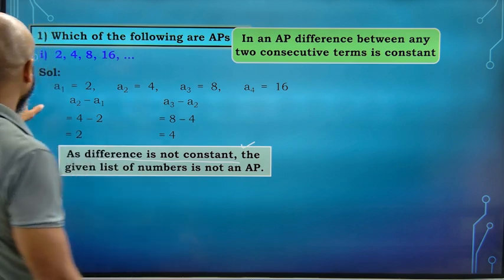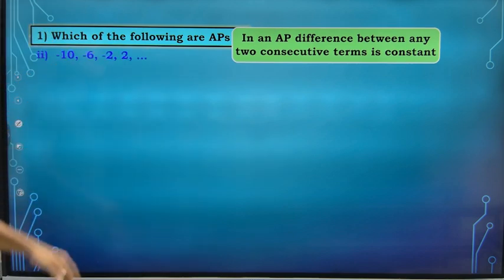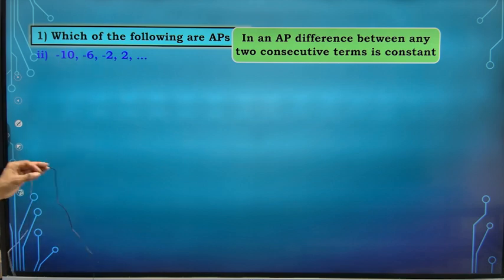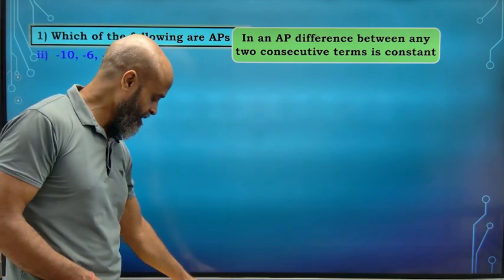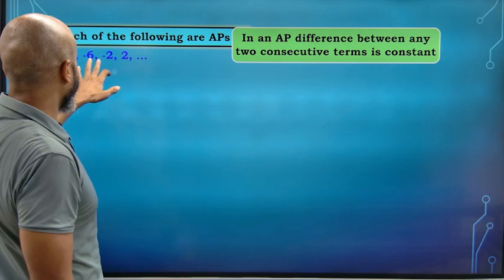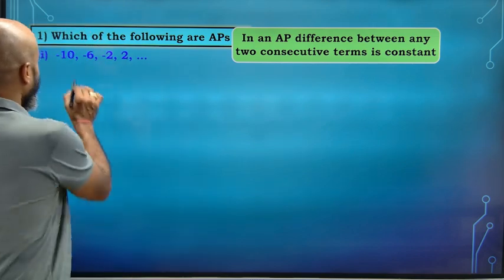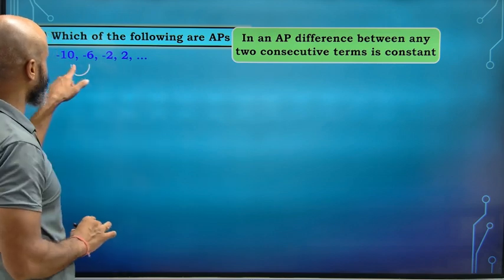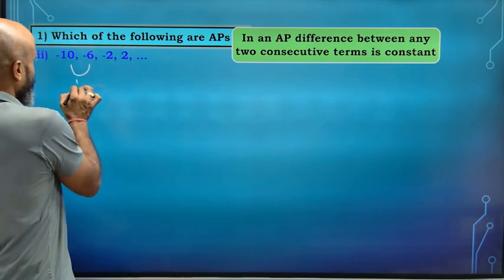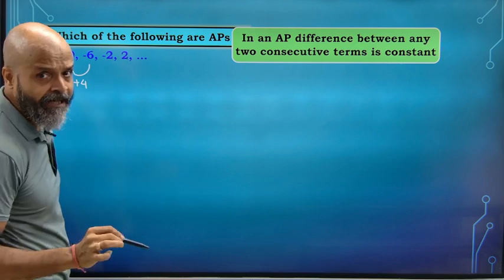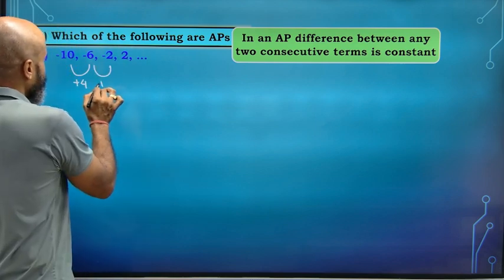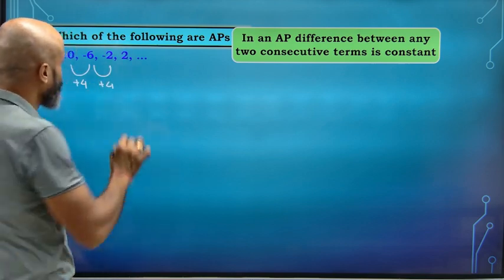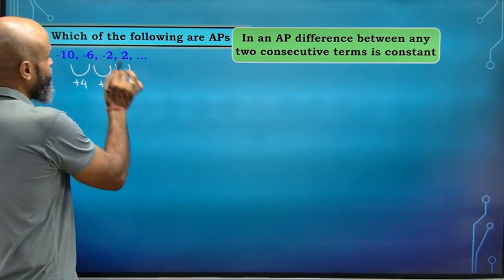Okay, so let's say minus 10, minus 6. Is this an AP? Let's understand whether this is an AP. We have minus 10, minus 6, minus 2, 2. Here, what is the common difference? If you add plus 4 to this, it will become minus 6. If you add plus 4 to this, it will become minus 2. If you add plus 4 to this, it will become plus 2.